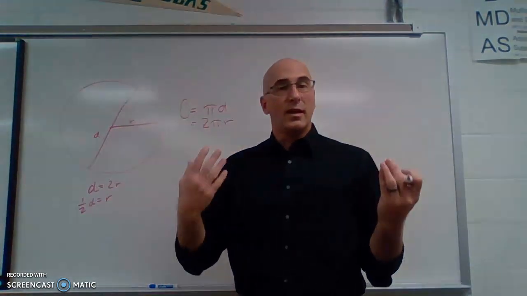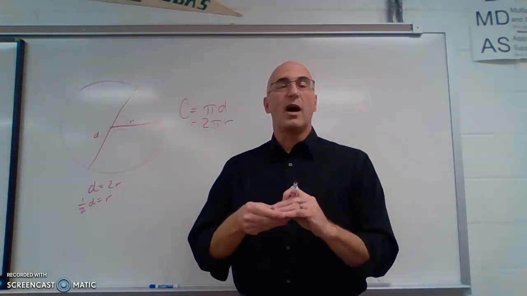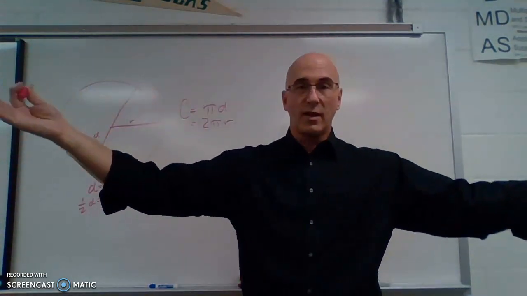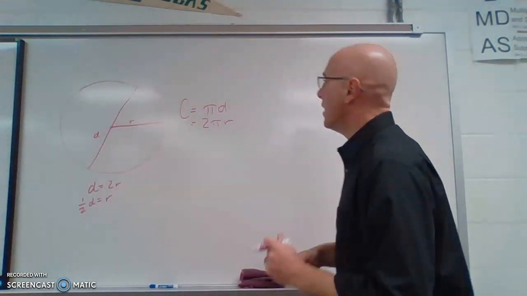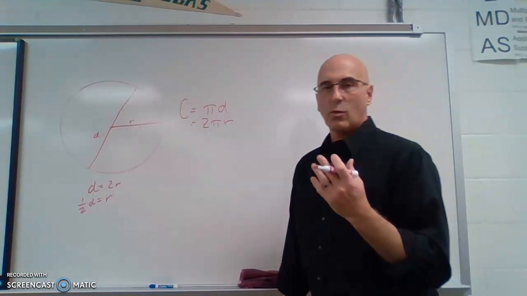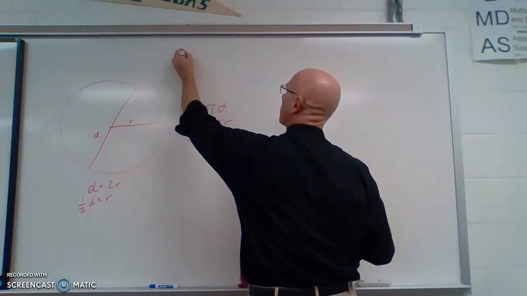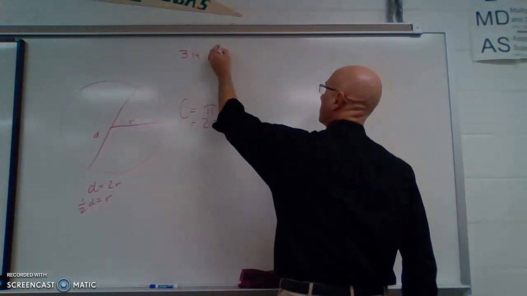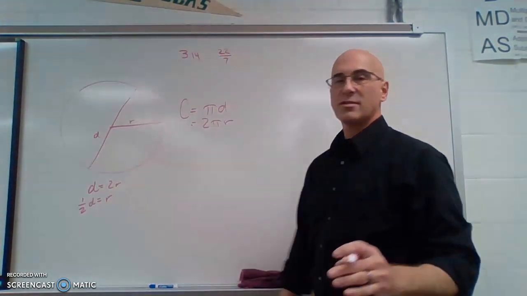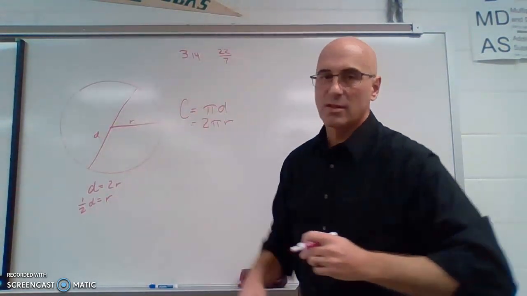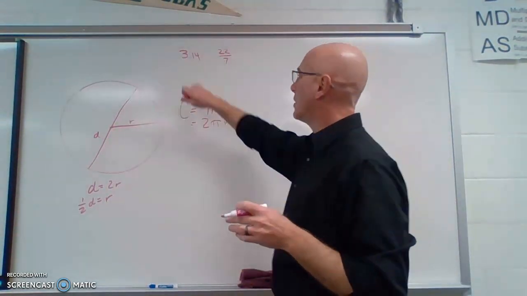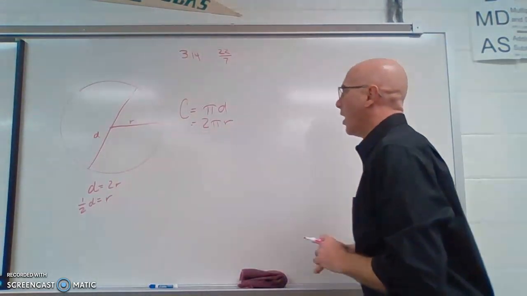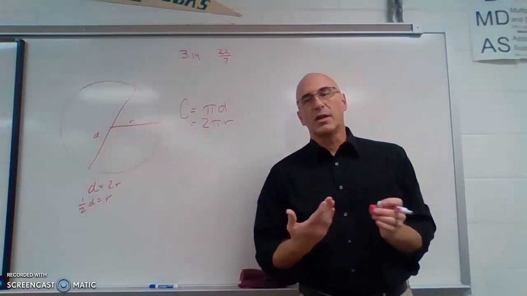And pi is a number. It is a non-repeating, non-ending decimal, 3.1415926, and so on. And we sometimes approximate it with a decimal, sometimes with 3.14, sometimes with a fraction, usually 22/7. If you punch 22/7 into your calculator, you would get something really close to 3.1415-ish. We just have to make sure what directions the problems tell us.